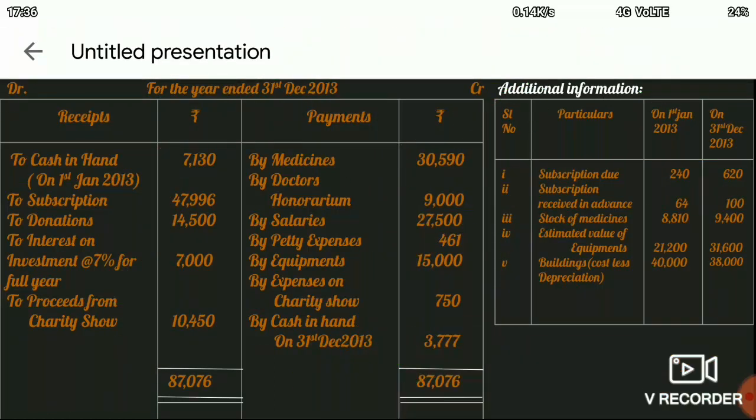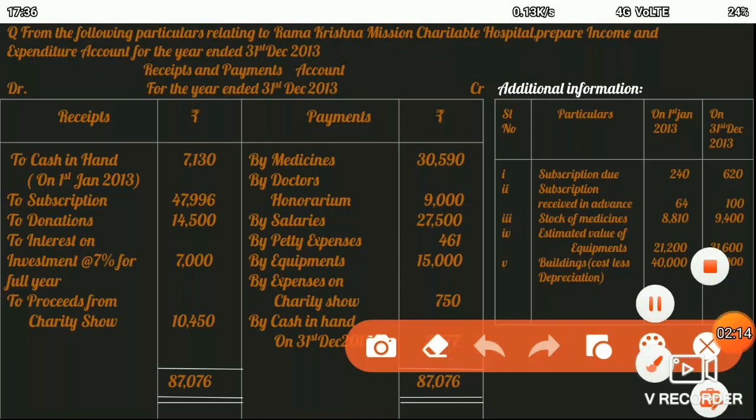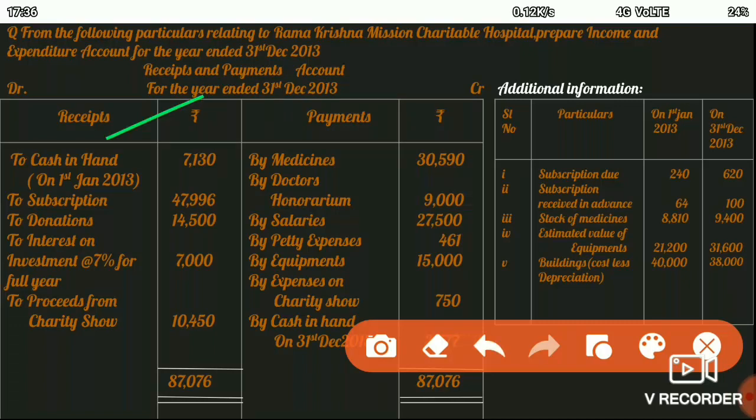So first of all, let me separate all the items which are of revenue nature, which will come in the income and expenditure account. On the receipt side, we can take all the incomes from here. Subscription is a revenue item, it will come. Donation, no information, it is of revenue nature. Interest for the full year is received, it's of revenue nature. Then proceeds from charity show is a revenue nature item. So these are the items which are going to come in the income and expenditure account.